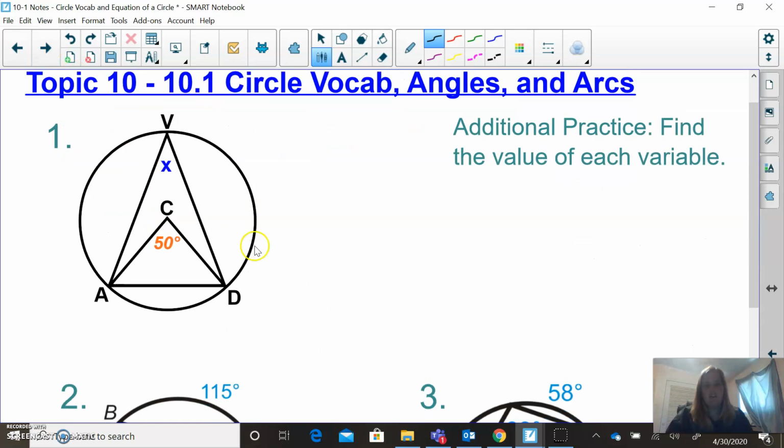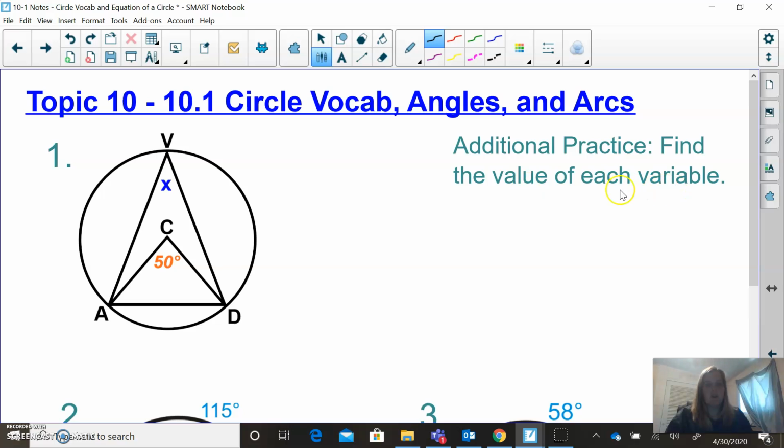This is just additional practice if you need it. So, additional practice, find the value of each variable. If we need to find x, and we're looking at angle AVD, that is an inscribed angle. An inscribed angle is half of the arc, okay? Now, ACD is a central angle. If it is a central angle and it has the same endpoints as the inscribed angle, that means the inscribed angle is half of the central angle.